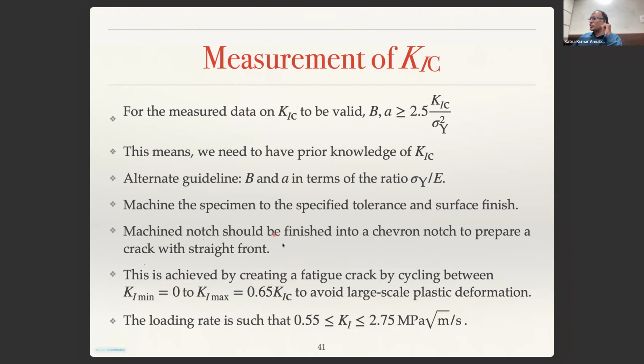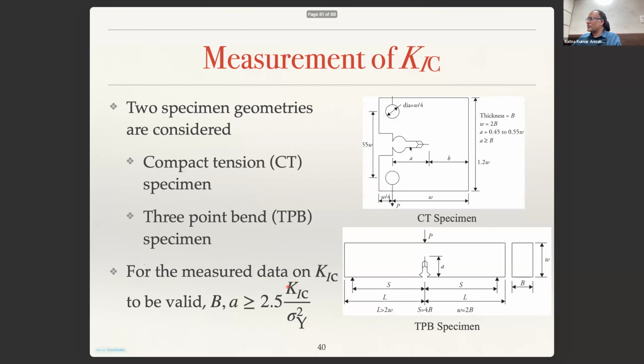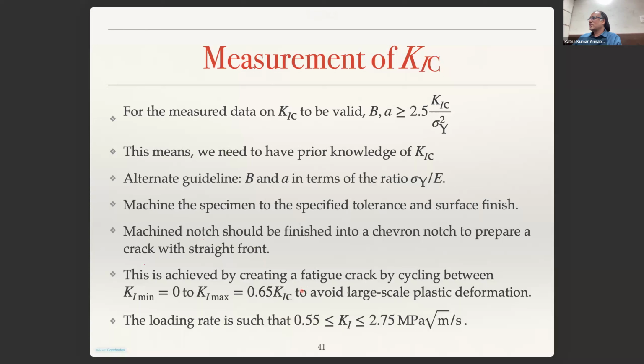So how do we do that? Usually you use a very sharp laser, which was not available in the earlier days, and hence what people were doing is taking the specimen and first preloading it so that they create a fatigue crack of known dimension, to avoid large scale plastic deformation. They do a fatigue crack between these two values and then create a sharp crack. And always the loading rate is maintained to be 0.55 to 2.75 MPa root meter per second.